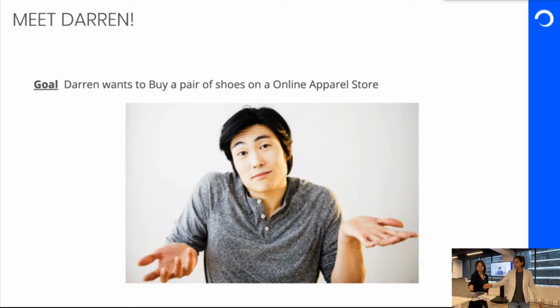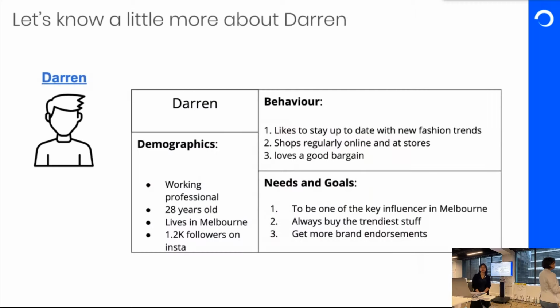So let's get to know a little bit about Darren. Darren is a working professional. He's 28 years old. He's got 1.2 thousand followers on Insta. Quite an influencer. He likes to stay up to date with new fashion trends, so that's why I think he wants to keep buying shoes online. He shops regularly online and at stores, and he loves a good bargain. These are certain behaviors you might want to consider when thinking about the task he's going to do. And what exactly are his needs and goals?